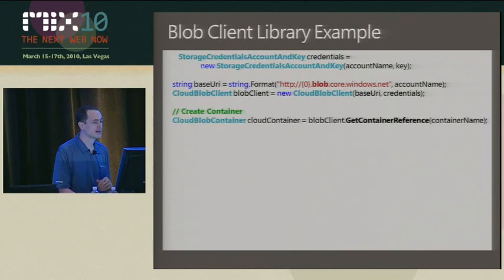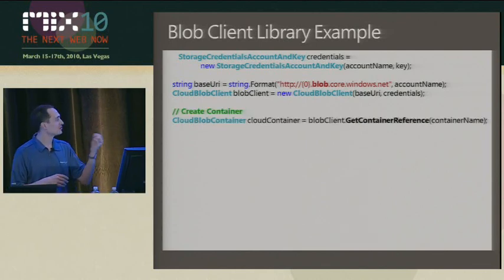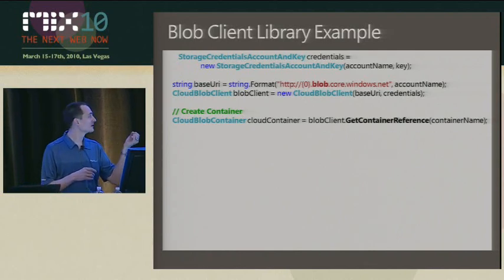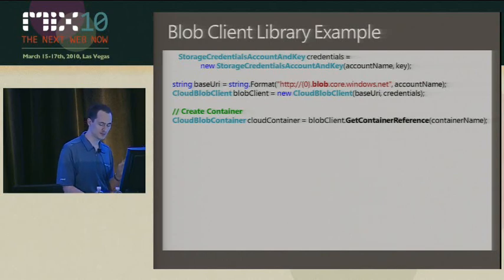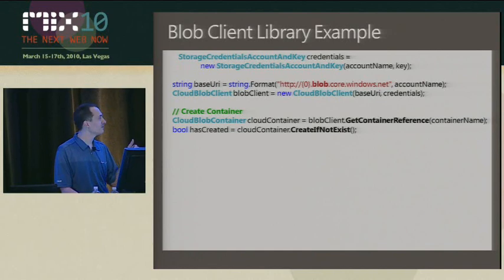Now next we want to do is actually create a container. So we're going to derive from our blob client a reference which contains the container name we want to create. And this will create a blob container object. So with our blob container object, all we need to do is say create if not exist, and then if the container does not exist, it will be created in the cloud.